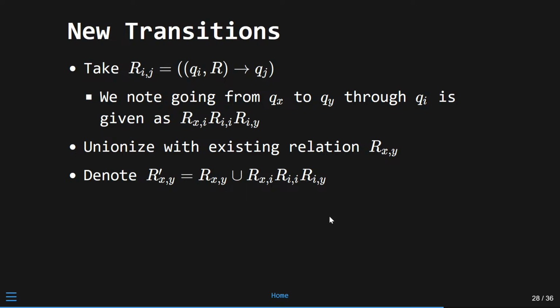So I'm going to have a new edge label from x to y. What is it going to be? It's going to be the existing label union with Rxi, Rii star, Riy. All of the things I could have to read to go from x to y if I pass through i, or any of the things I can read to go from x to y without passing through i. That's all.